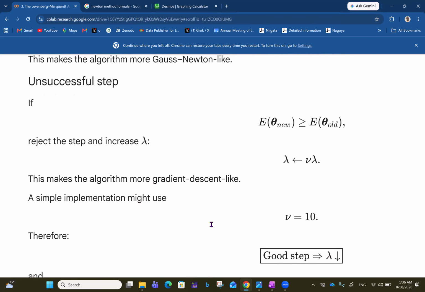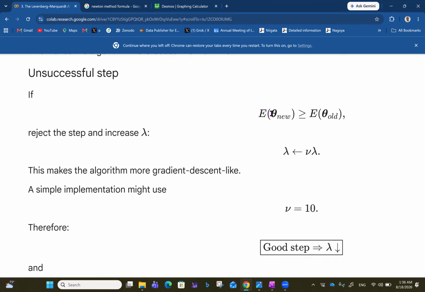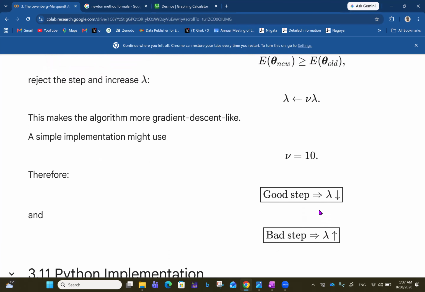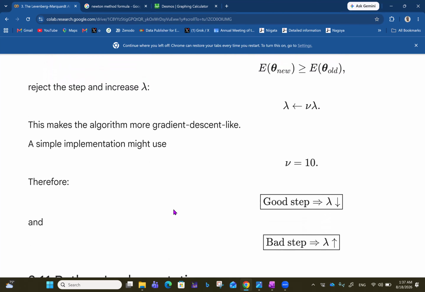Then you can also have an unsuccessful step, if the new loss, the new residual, is greater than or equal to the old one. That means nothing is changing or the prediction is getting worse. So you reject the step and increase lambda. In this case, instead of dividing by nu, you multiply by nu to get a bigger value of lambda. So this makes the algorithm more gradient descent-like. A simple implementation might use nu equals 10, for instance. Therefore, a good step means reduce the lambda, and a bad step means increase the lambda.